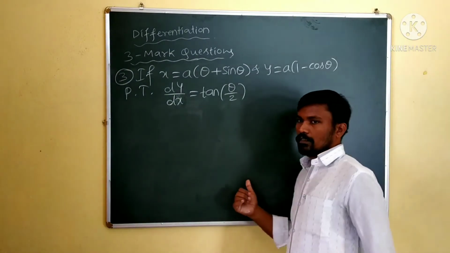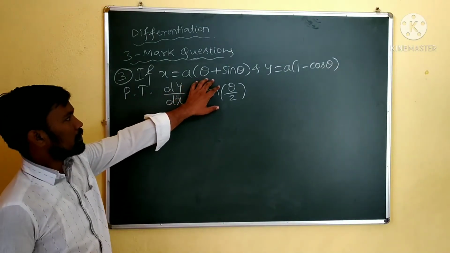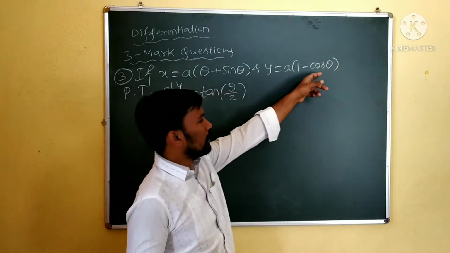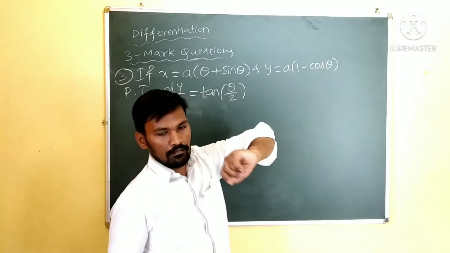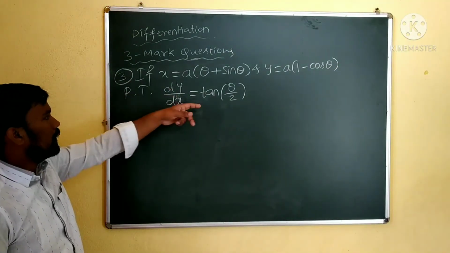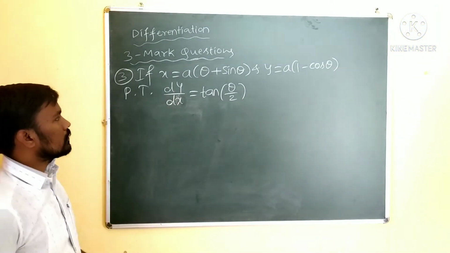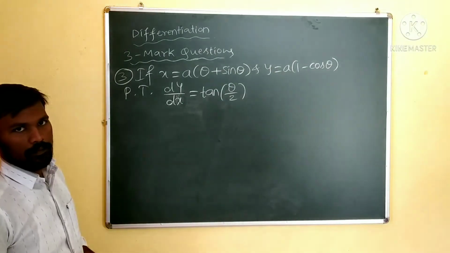So take the next question, number 3. If x is equal to a into theta plus sin theta, this is the first equation, and y is equal to a into 1 minus cos theta, this is the second parametric equation. And again here also we need to prove that dy by dx is equal to tan of theta by 2.